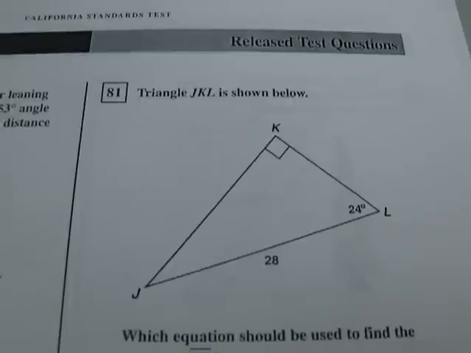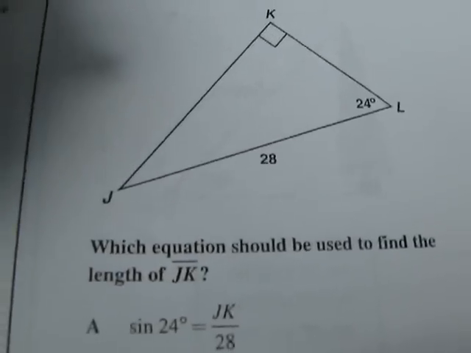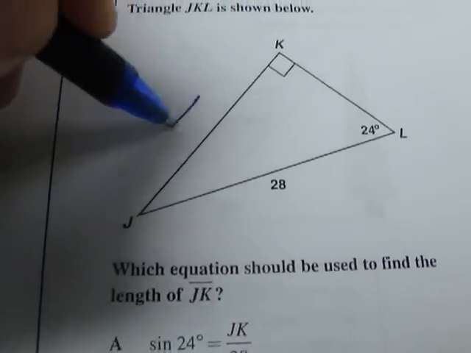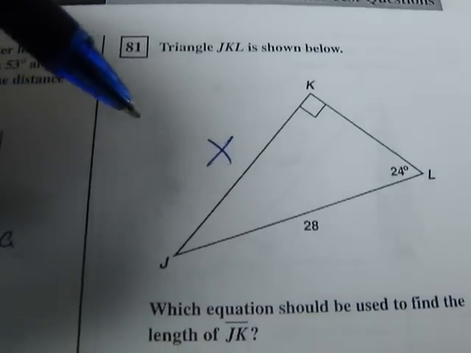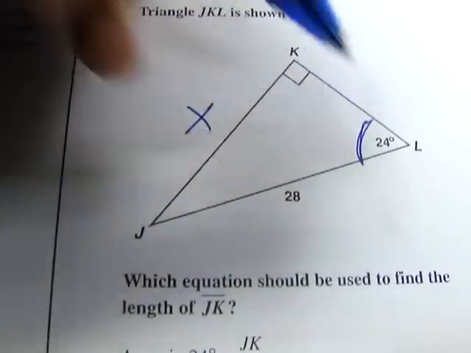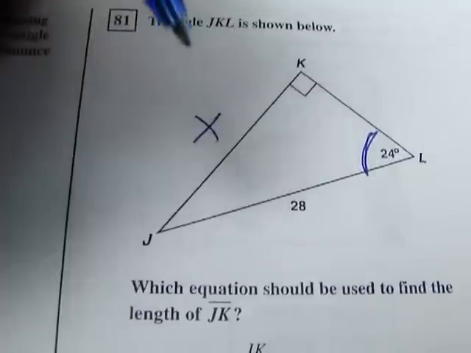81 now. Triangle JKL is shown below. Which equation would be used to find the length of JK? So we want to know this. I call this X. You can call it question mark, you can call it N, you can just call it JK if you like. Okay, clearly our angle of record is going to be this one, at least unless something funny goes on and we have to solve for this one, which can happen.